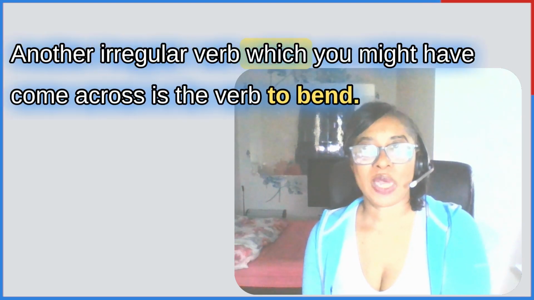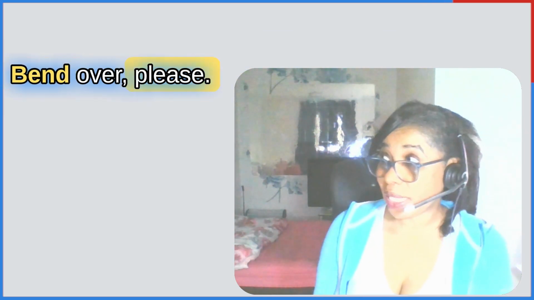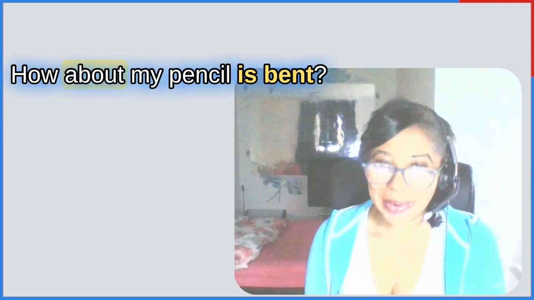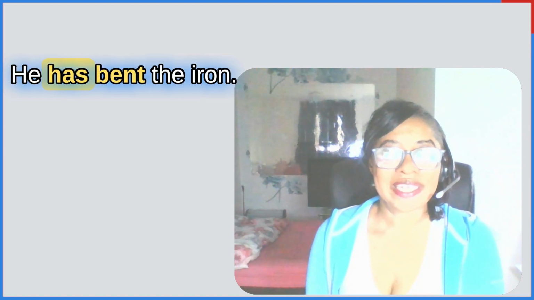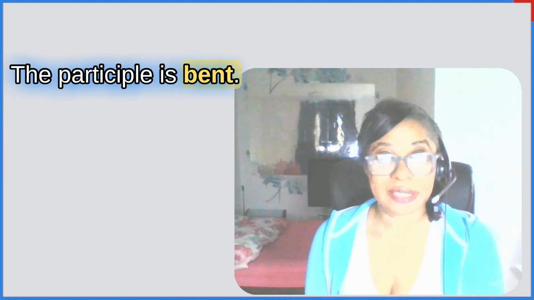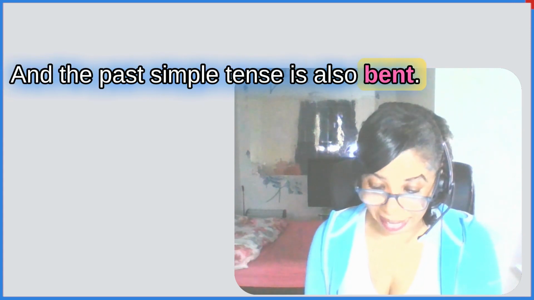Another irregular verb which you might have come across is the verb to bend. Bend over, please. How about my pencil is bent? I don't know who bent my spoon. He has bent the iron. The participle is bent and the past simple tense is also bent.